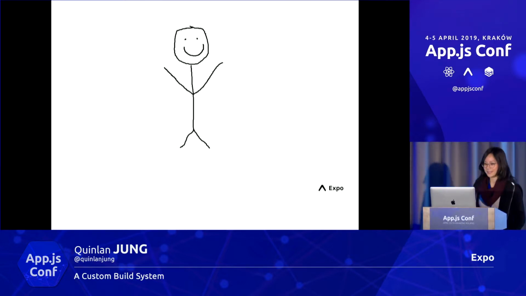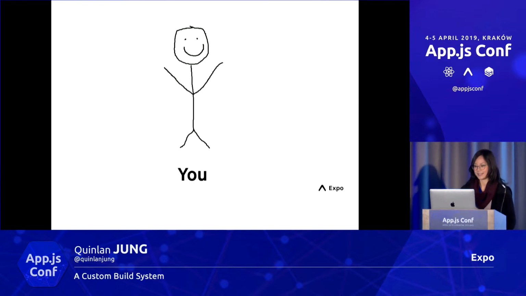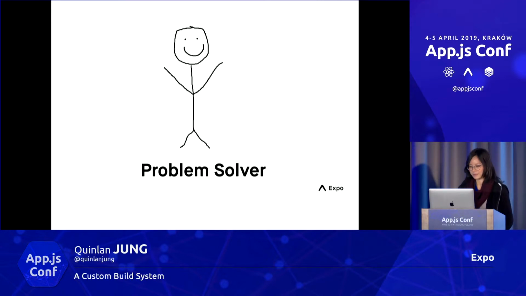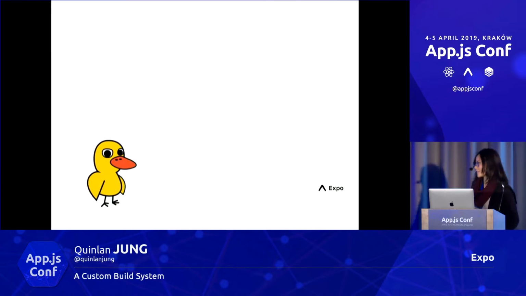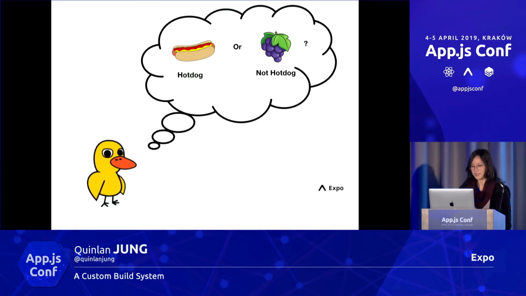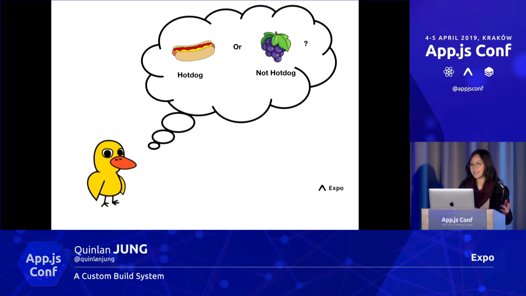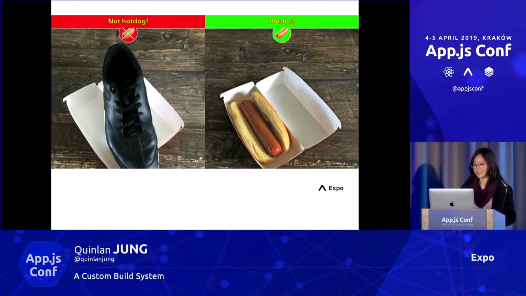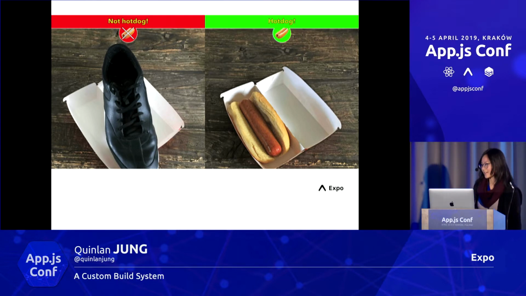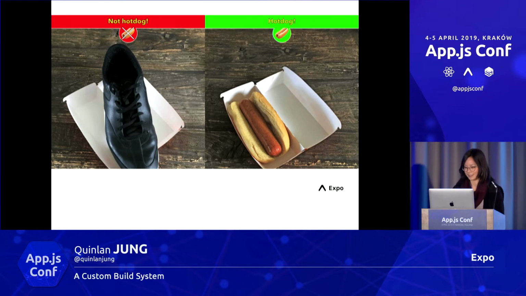But before that, imagine that this person here is you, and that you are a problem solver. One day, as you're walking along in the park, you notice something very interesting. People have a lot of trouble distinguishing between things that are hot dogs and things that are not hot dogs. It's a real user need, and you decide that what better way to solve this than to make an app that when you take a picture, it'll tell you if something is not a hot dog, or it'll tell you if something is a hot dog.